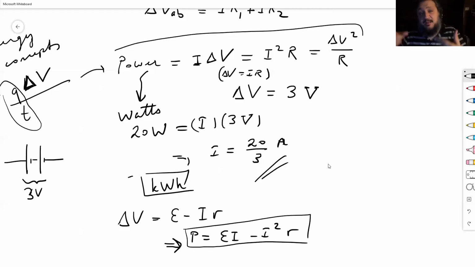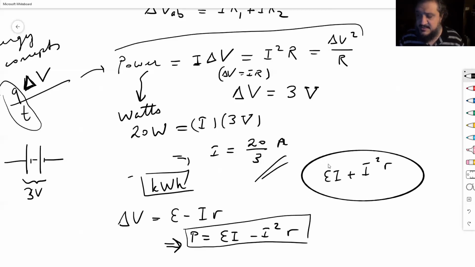If you're charging your battery, read this in the book, you would have a positive sign here: EI plus I squared R. This will be the power you would need when you're charging your battery. But when your battery is discharging, this is the power. And when that current is running through a resistor, I squared R is the power, the rate of energy dissipation through that resistor.